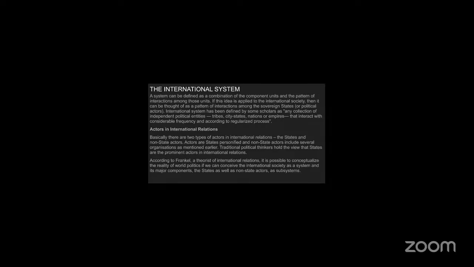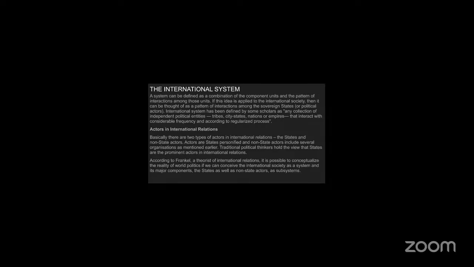Okay. So within the international system, what is a system here? A system is nothing but how components have been combined and integrated, and how there are patterns of interactions, and how this idea is applied to the international society here.